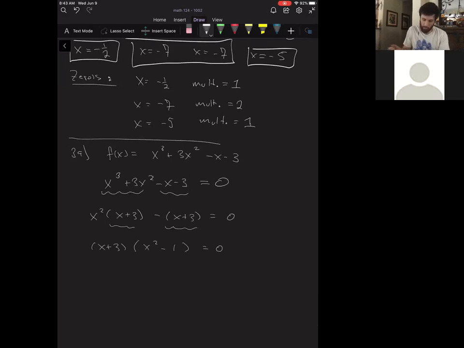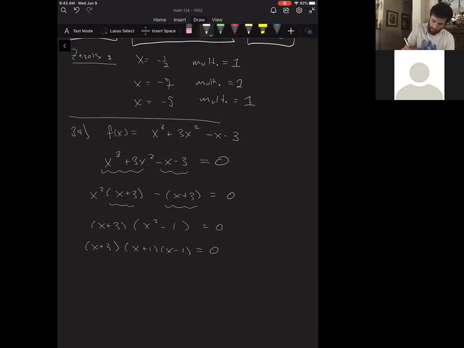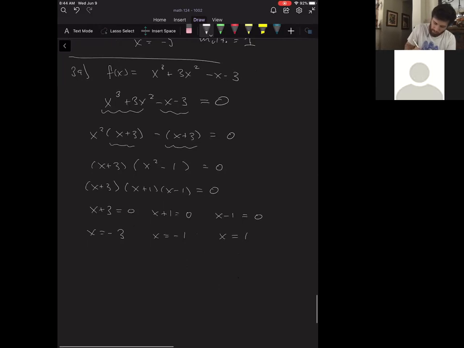And so now we have two pieces, and we set those pieces equal to 0. I guess one other thing we can do is continue factoring x squared minus 1. Let's do that. So this is going to be x plus 3, and if we factor x squared minus 1, that's x plus 1, x minus 1. So that's equal to 0. Now we set all these pieces equal to 0. So we get x is equal to minus 3, x is equal to minus 1, x is equal to positive 1.